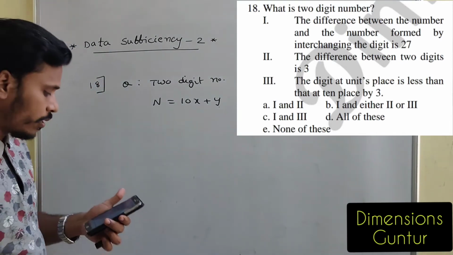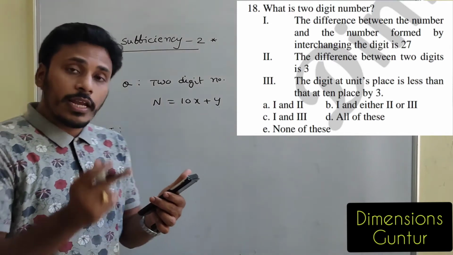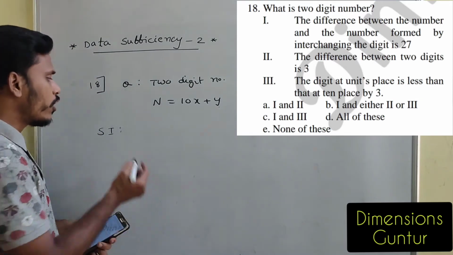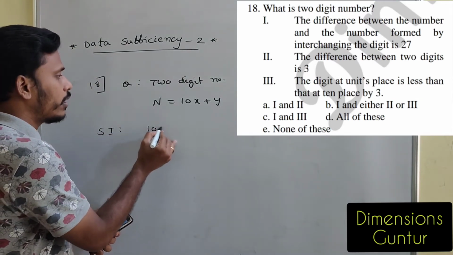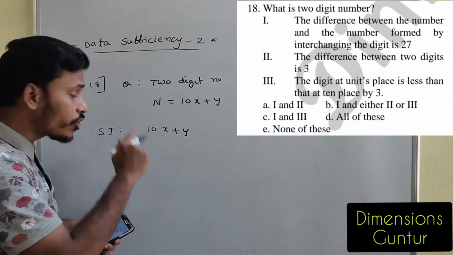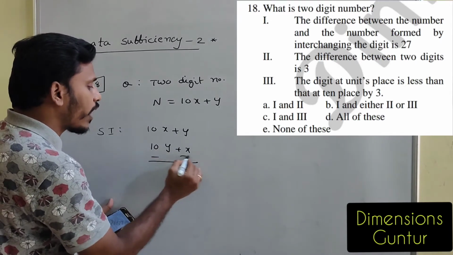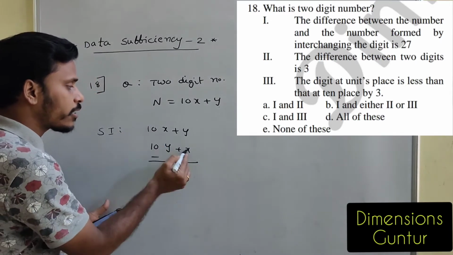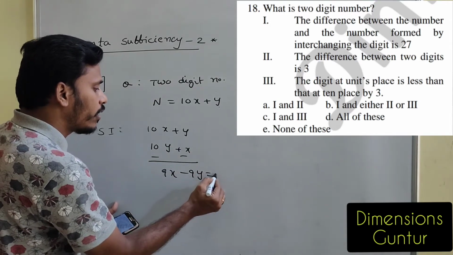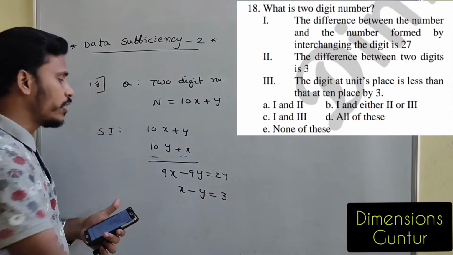Statement 1 is given that the difference between the number and the number formed by interchanging the digits is 27. So it is very familiar actually. The number is 10x plus y, units digit and tens digit. If you interchange the digits, then you will get 10y plus x, and its difference is given like this. You need to subtract: 10x minus x is 9x, y minus 10y is minus 9y, is given as 27, and from there it is very clear that x minus y is equal to 3.